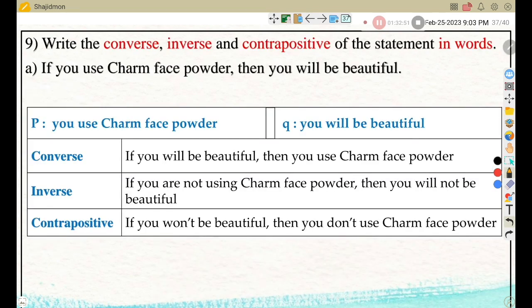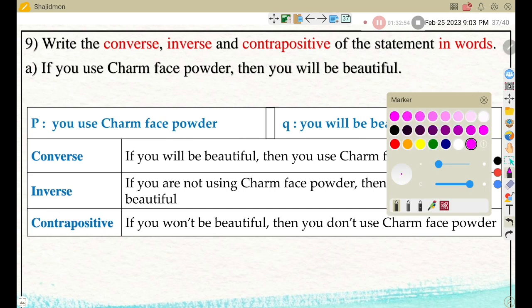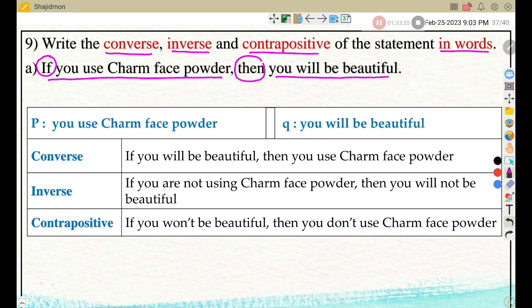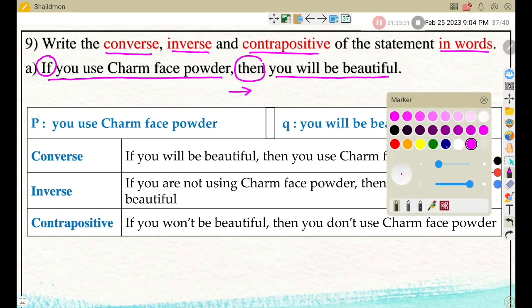Next question number 9. So we will go to this question now. Write the converse, inverse, and contrapositive in words. We need to write in words. That is an English statement. If you use charm face powder, then you will be beautiful. This is the statement. You can see if statement, and then, that means the arrow mark, one-sided arrow, correct? If and then.